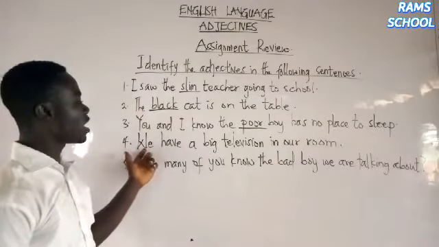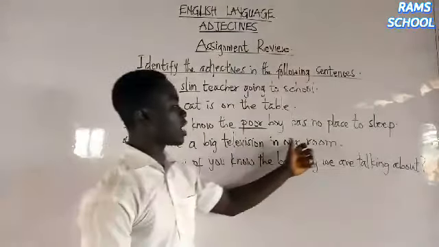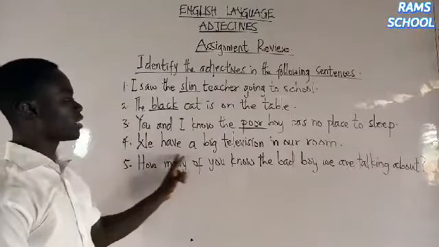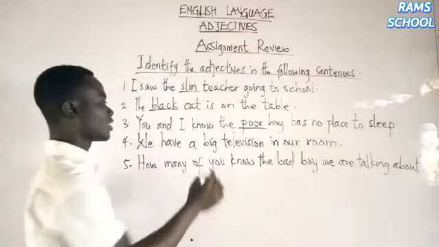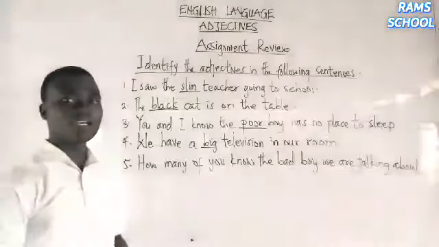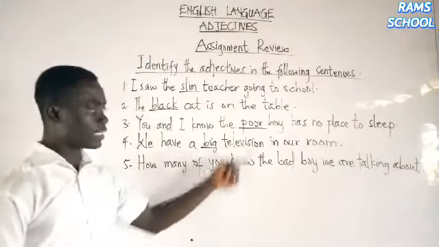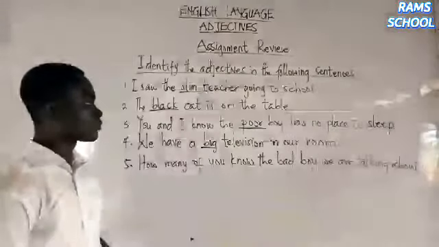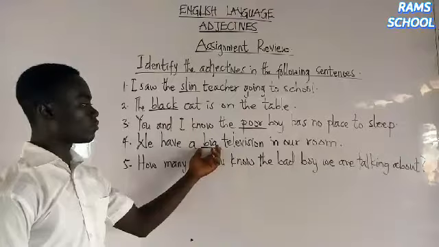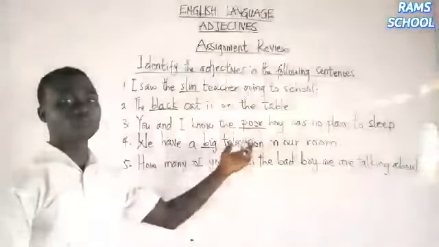Number 4. We have a big television in our room. The adjective here is big. And it's being used to describe the television serving as the noun. Are you okay? Yes. So big is being used to describe television.